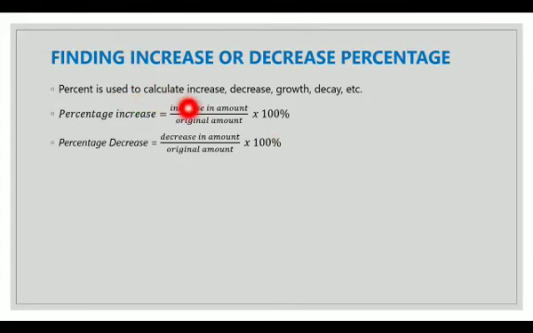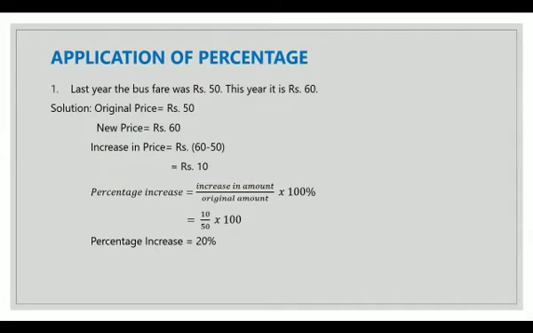Percentage is used to calculate increase, decrease, growth, decay, etc. Percentage increase equals increase in amount upon original amount into 100%. Percentage decrease equals decrease in amount upon original amount into 100%. These are the formulas to calculate percentage increase and percentage decrease. So let's solve a few sums based on these formulas.